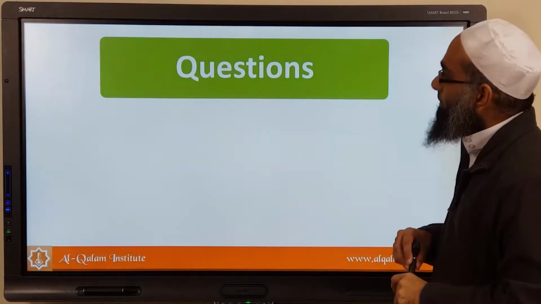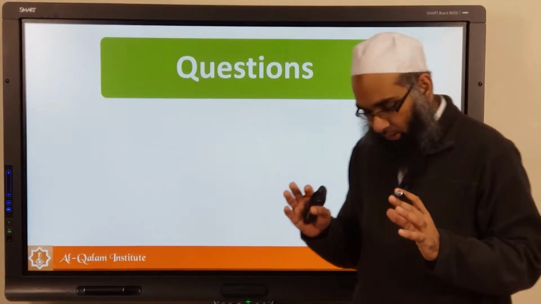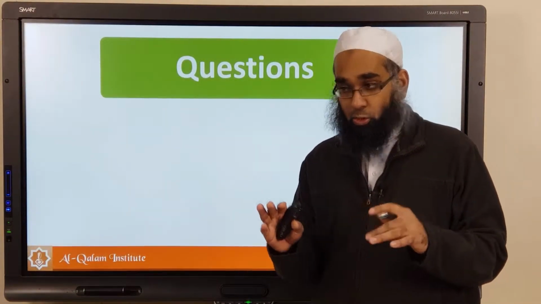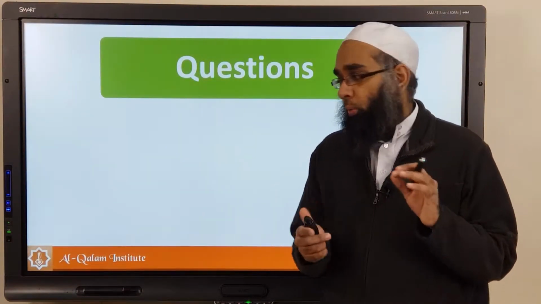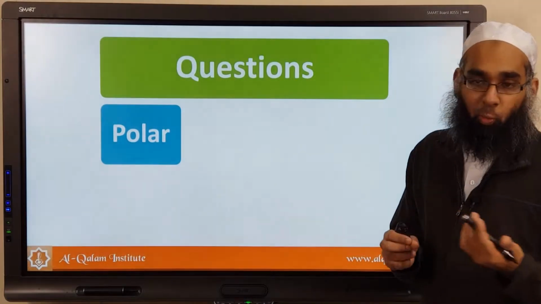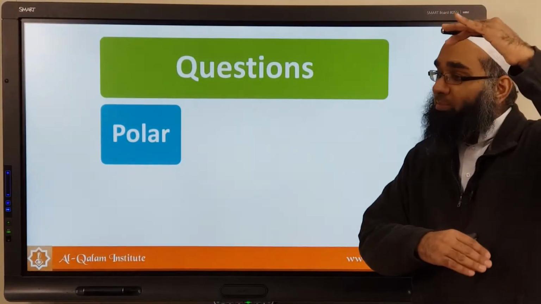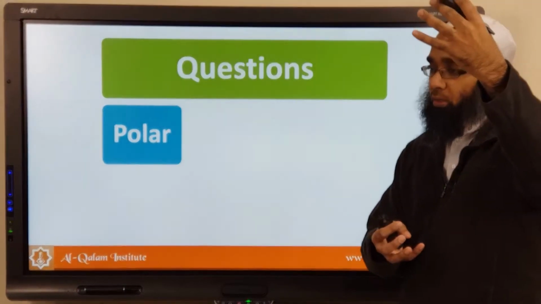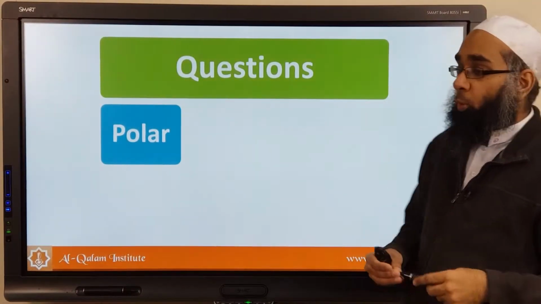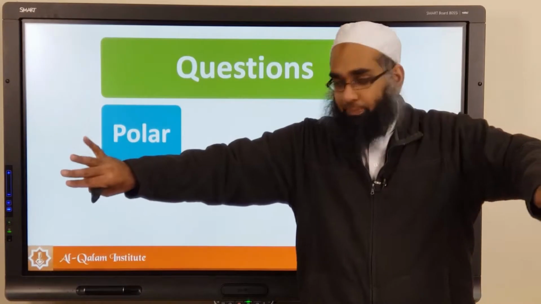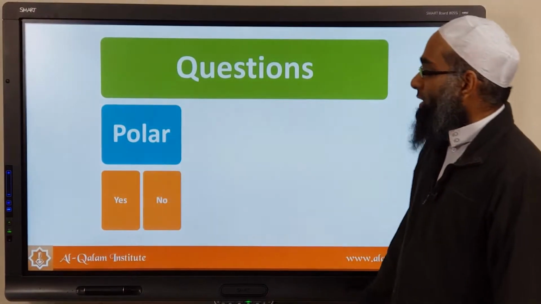What we need to understand, a very important point here, is that questions are of two types. Okay, there are two types of questions. One is what you call a polar question. What's a pole? You have north and south, meaning two extremes. Meaning it's either or. So polar means either it's going to be yes or no.